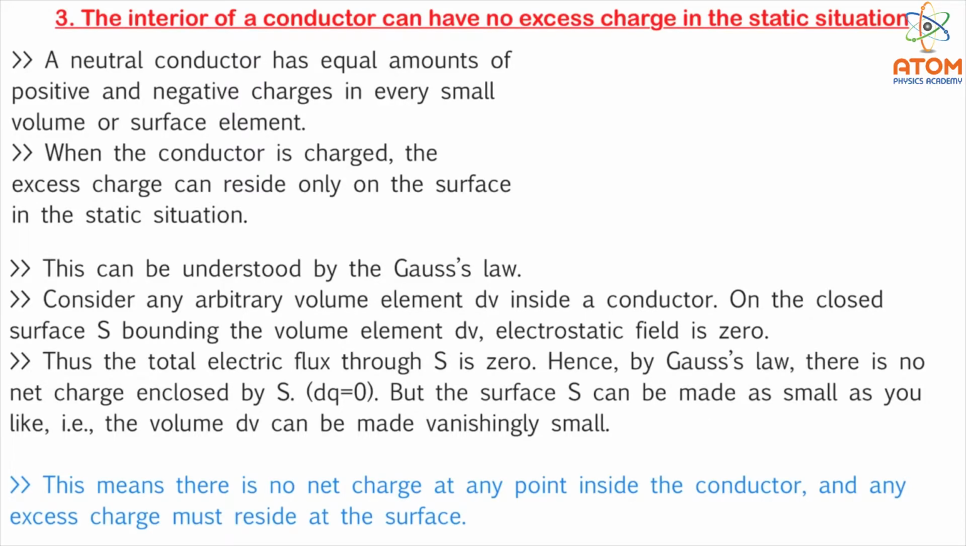Let us understand this. In a neutral conductor, we know that the same amount of positive and negative charges are there. So, the whole conductor is found to be neutral. Not only that, if you take a small volume element anywhere inside the conductor which is neutral, then that small element will also have zero charge, because again there also the same amount of positive and negative charge will be present, and so the total sum will be 0.